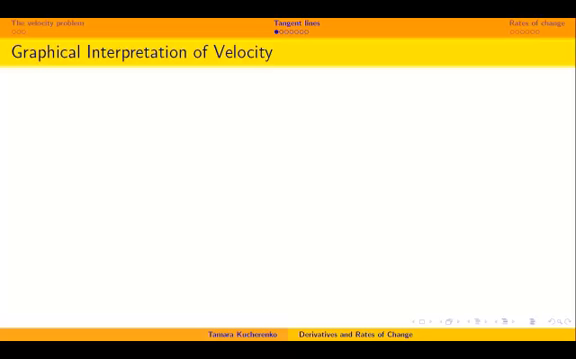The idea that average velocity converges to instantaneous velocity as we shorten the intervals has a vivid interpretation in terms of secant lines.